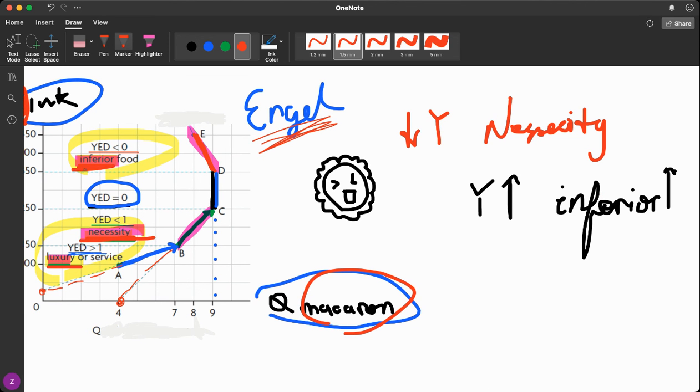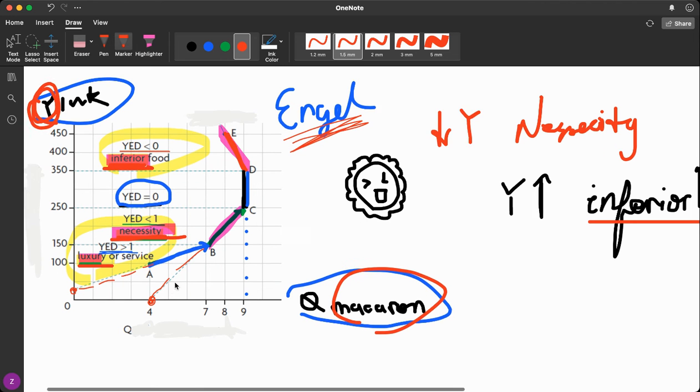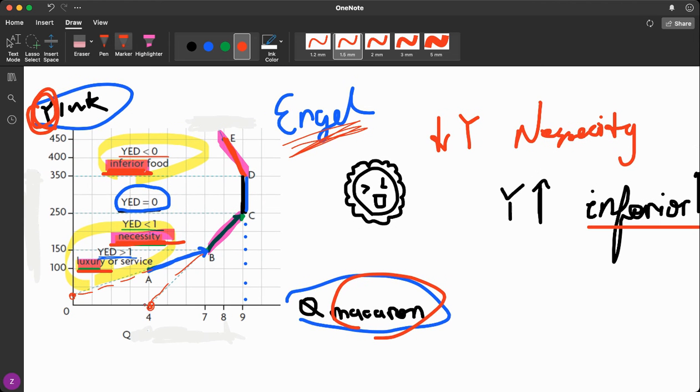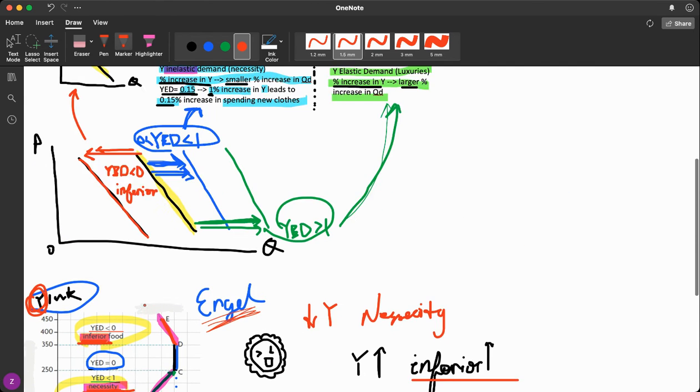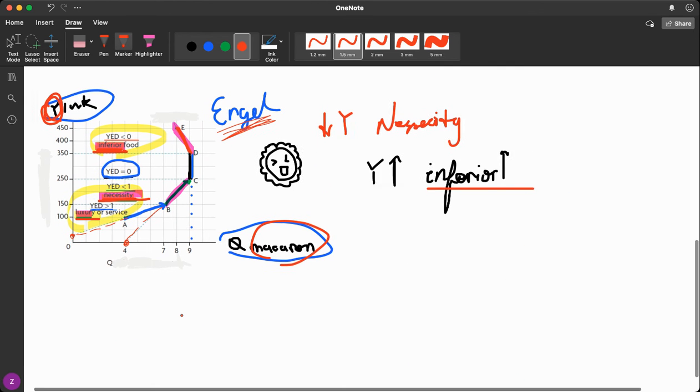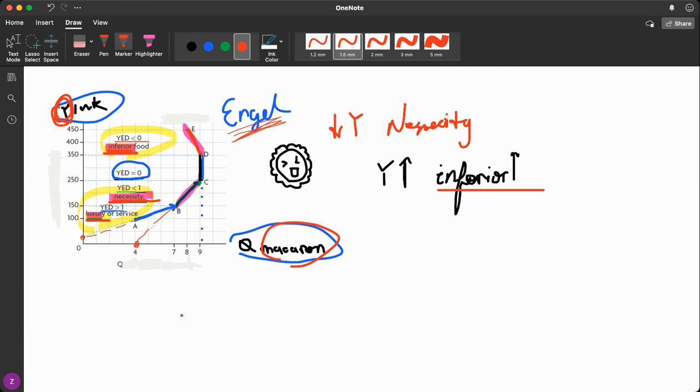So when you see the data for a certain type of goods' YED value, it is very important to inform yourself whether the data is collected from a developed country or a developing nation, right? You need to be extra careful because based on the different income level that I'm considering here, my final YED value can be very different, right?